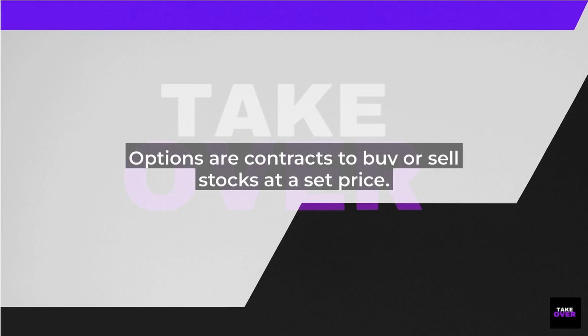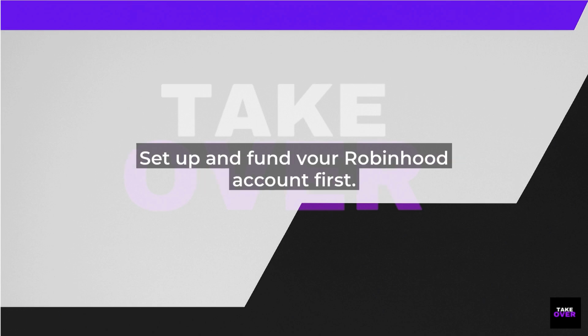If you're new to investing or curious about options, this guide will get you started quickly and safely. First off, options are contracts that give you the right, but not the obligation, to buy or sell a stock at a specific price before a certain date. They're a way to potentially profit from stock movements without owning the actual shares, but remember, they come with risks we'll cover later. Robinhood is a popular app because it's user-friendly and commission-free, making it ideal for beginners.